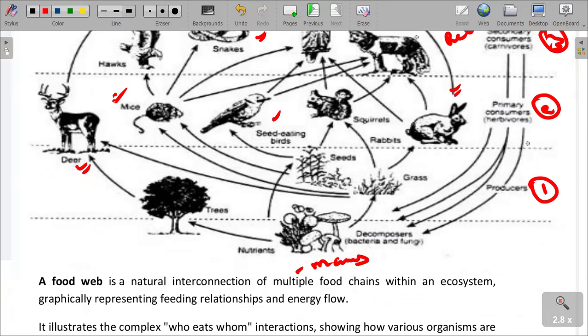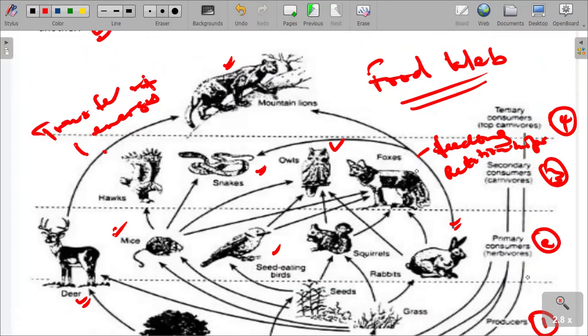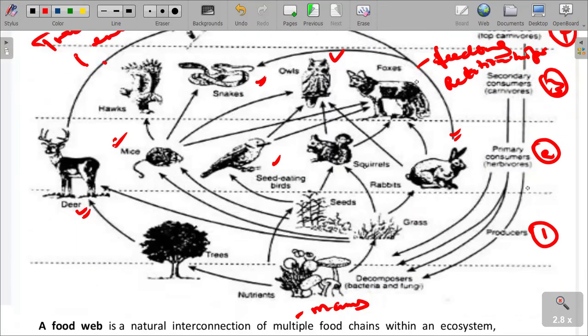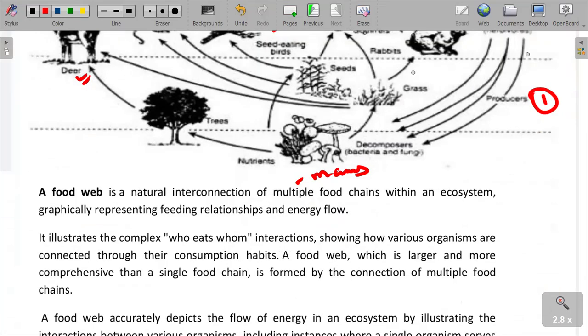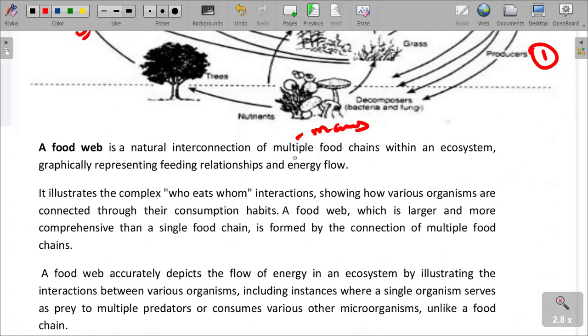So primary consumers are also being decomposed by bacteria and so forth. We have got that movement, we have got that trophic level. So we are given the interconnectedness that I've been illustrating. It illustrates the complex interactions of who is who, showing how various organisms are connected through their consumption habits. A food web is larger and more comprehensive than a food chain.